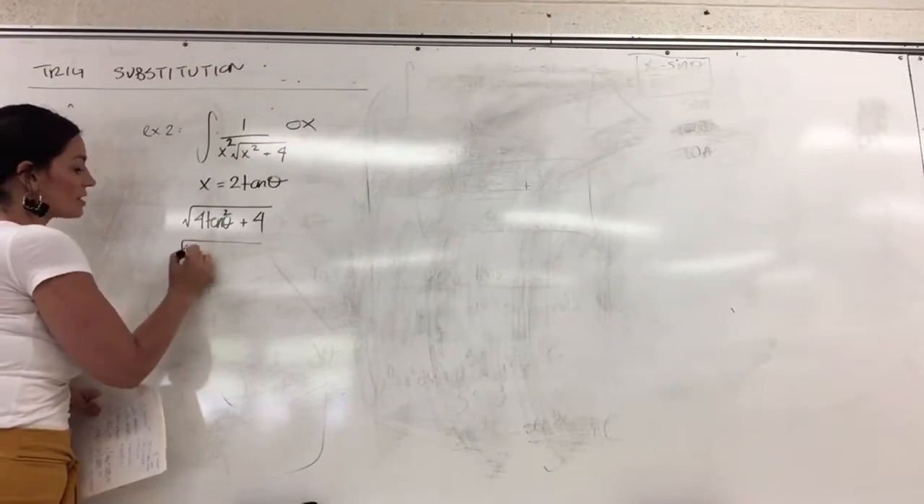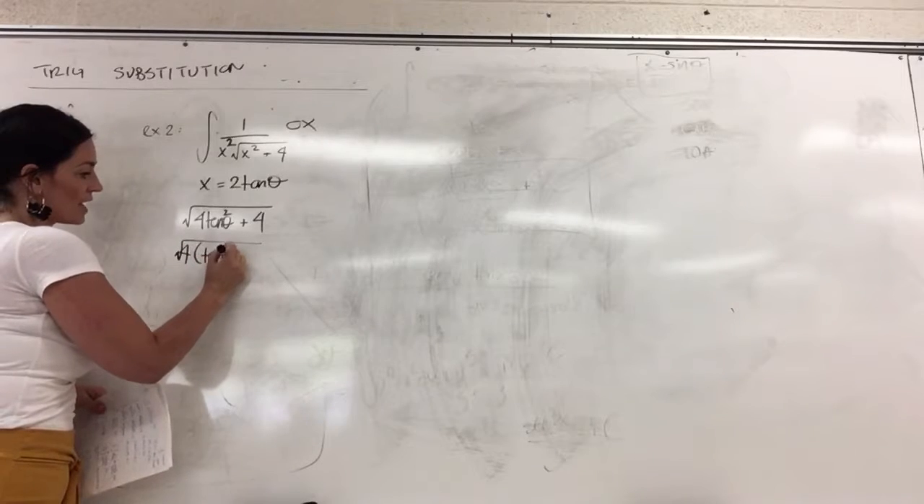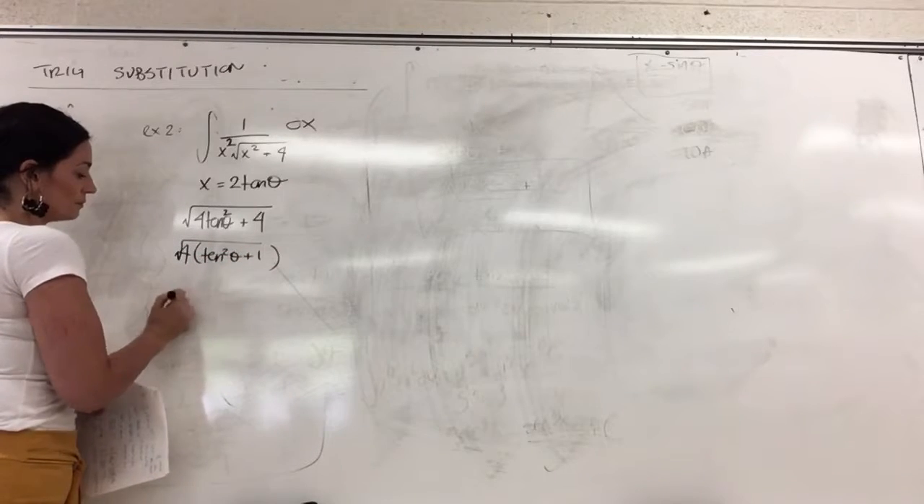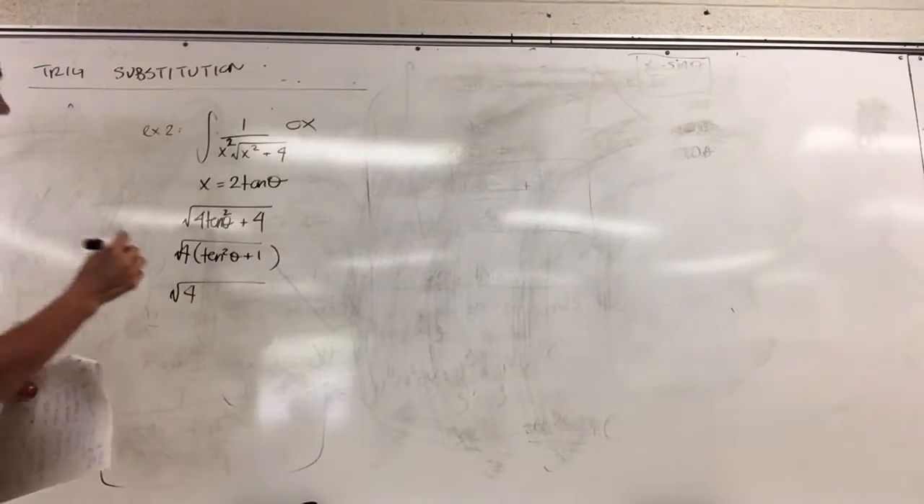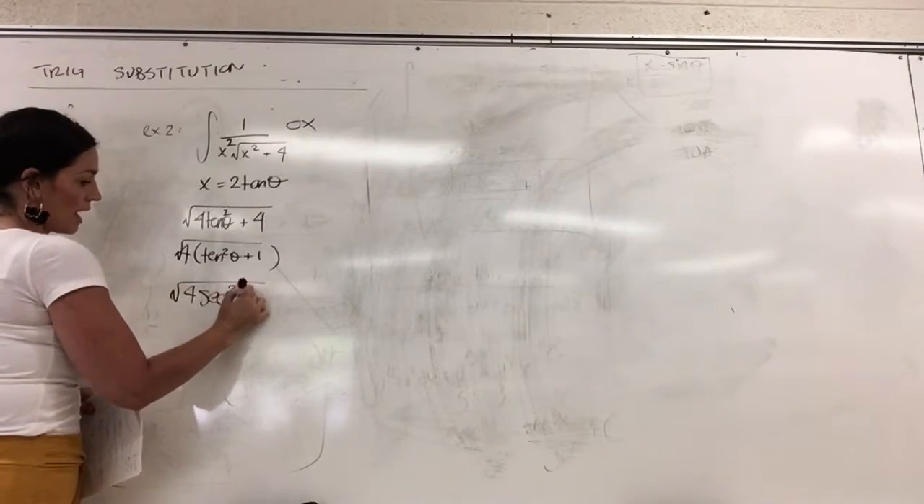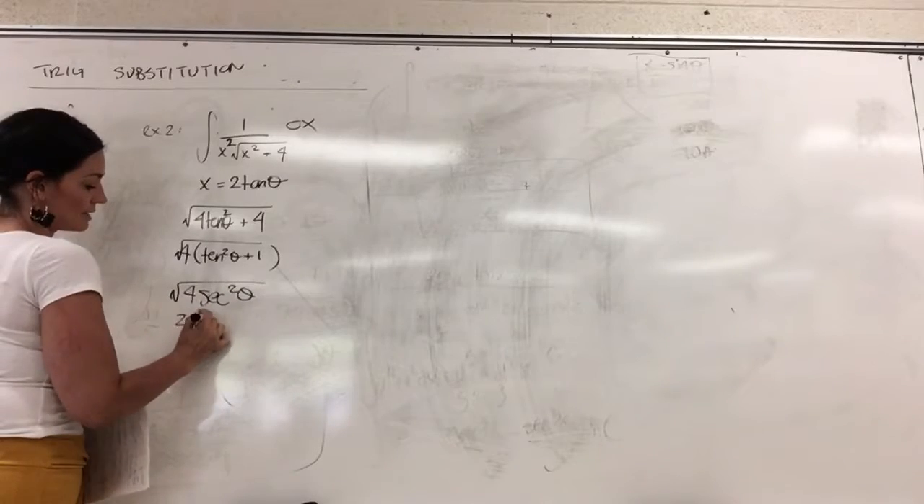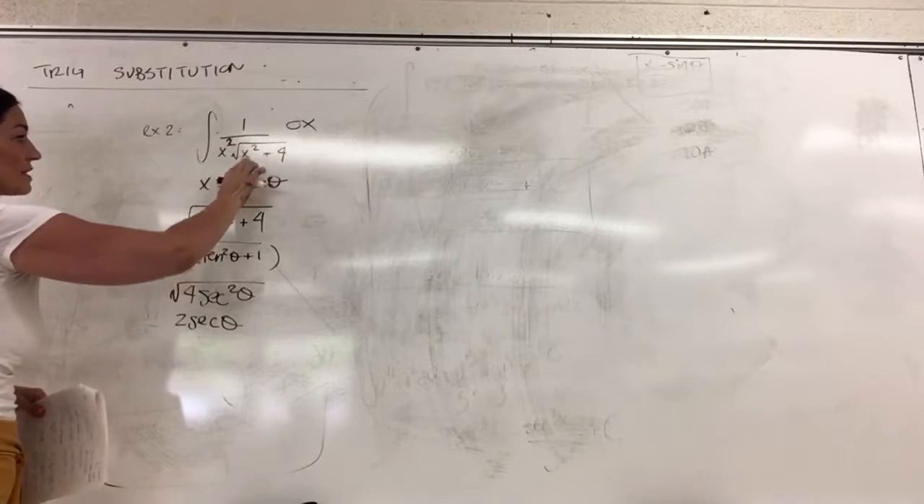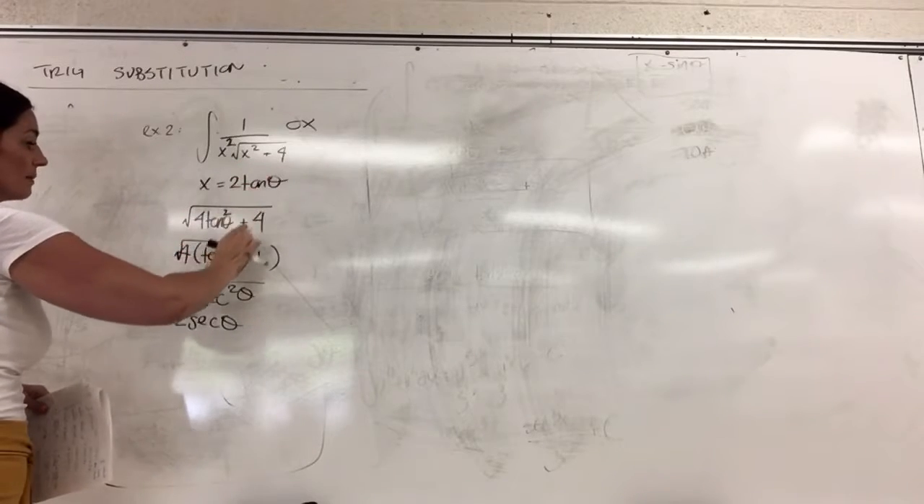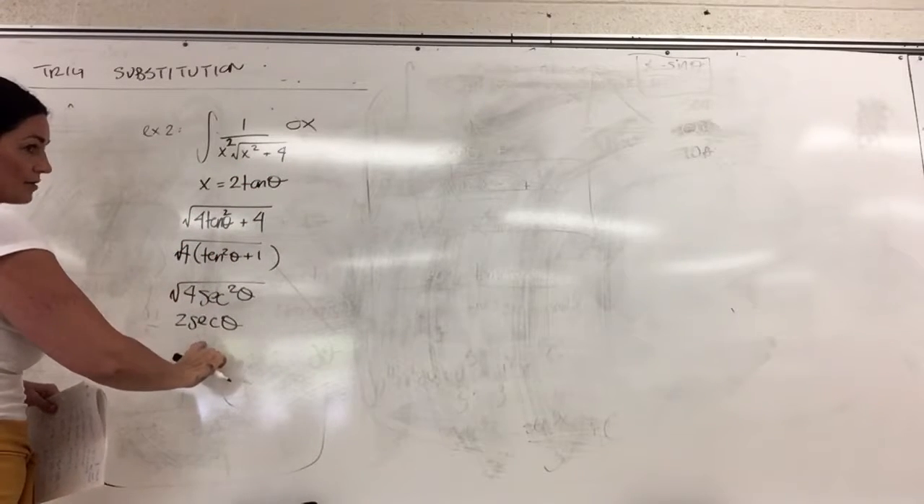What's going to happen is I'm actually going to pull out the 4. So then I get tan squared plus 1. So then I get the square root of 4, and tan squared plus 1 is secant squared. And then it simplifies to this. Okay, so that was the whole point of doing this let statement, is so that I can manipulate it to get rid of the radical sign.